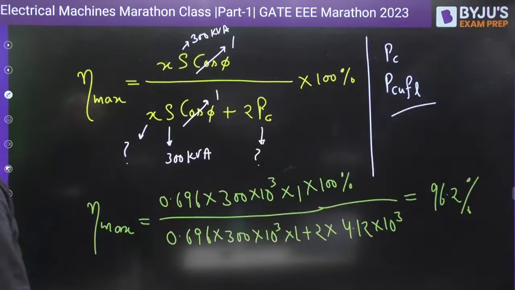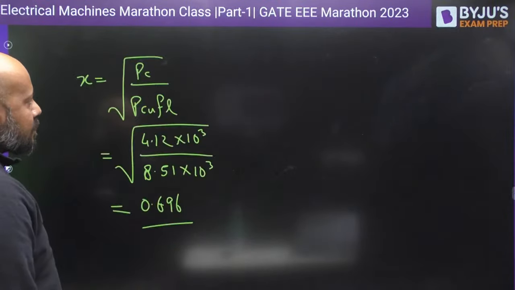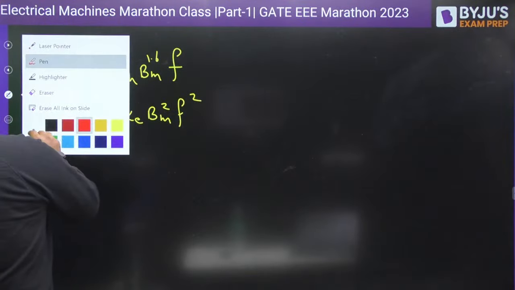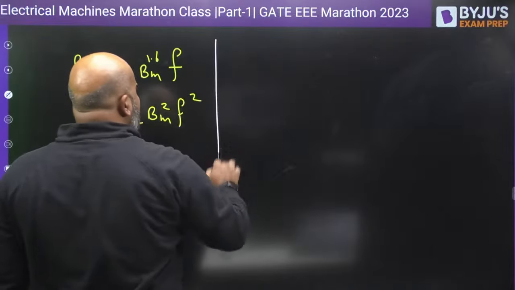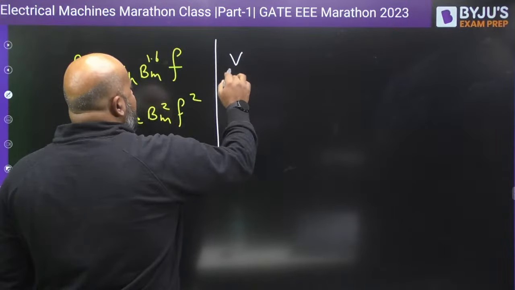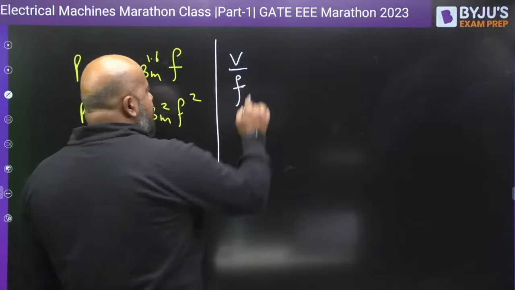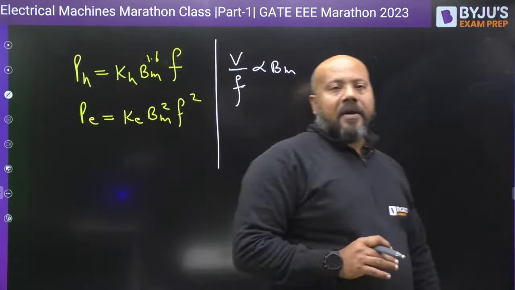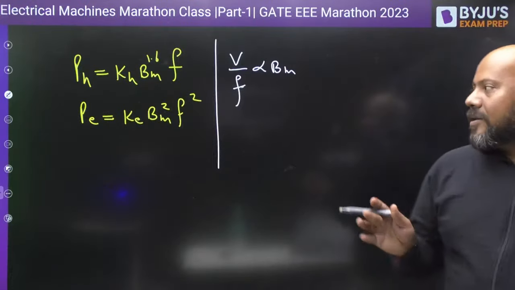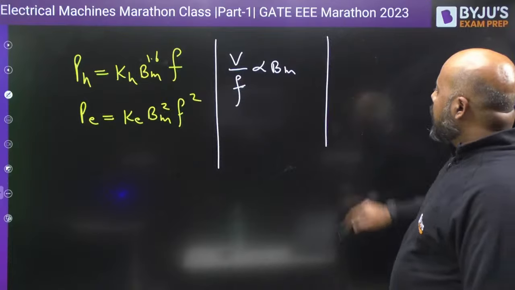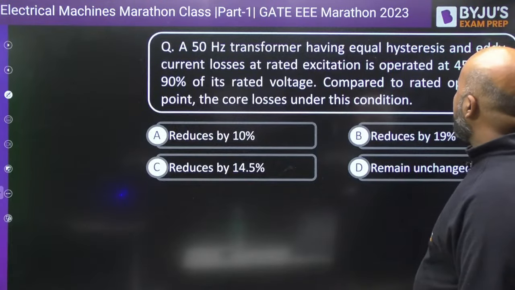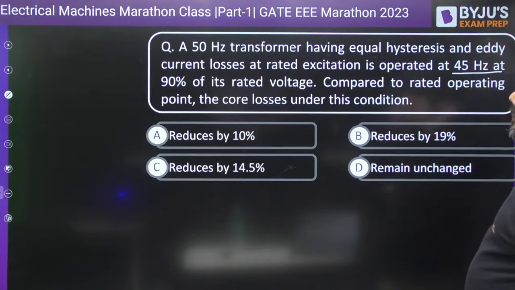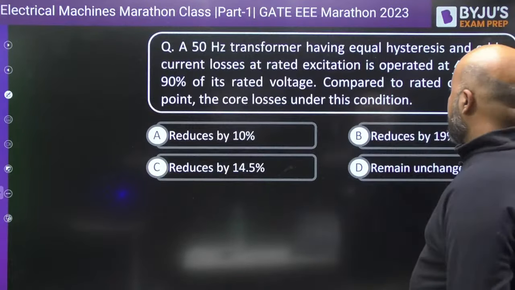Okay. So whenever you are dealing with the hysteresis or eddy current losses, core losses, you always cross check the V by F ratio. What is happening with the V by F ratio? Because this V by F ratio is directly proportional to BM. If V by F ratio comes out to be constant, then the question becomes very easy for you. Now you see in the question he is saying it is operated at 45 Hertz at 90% of its rated voltage.